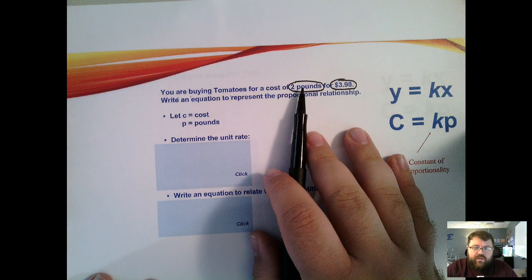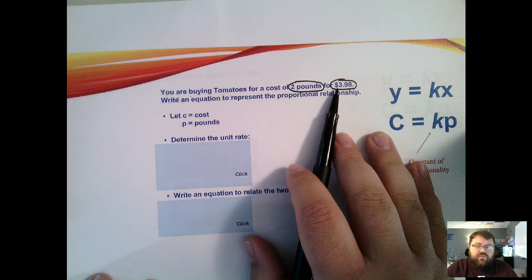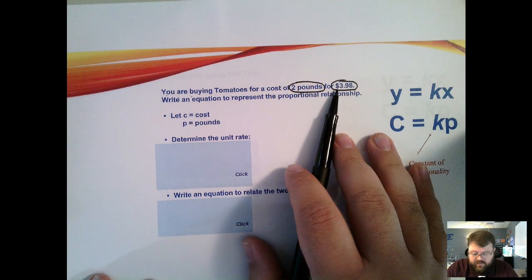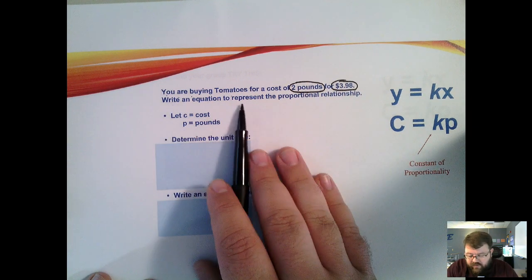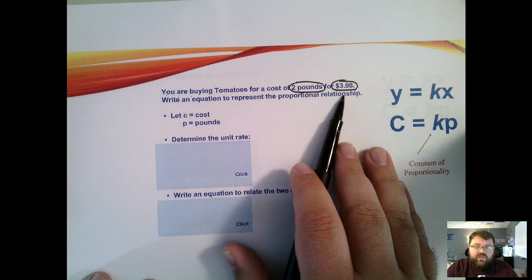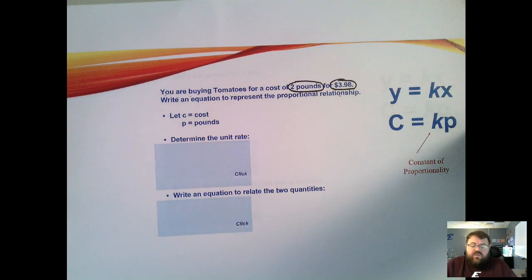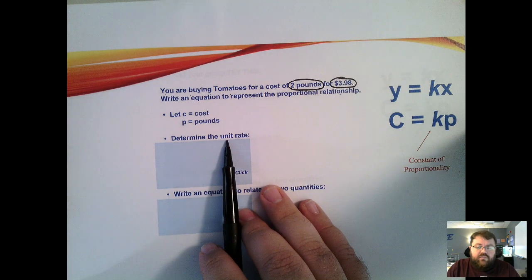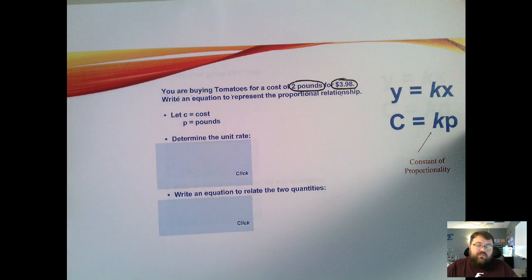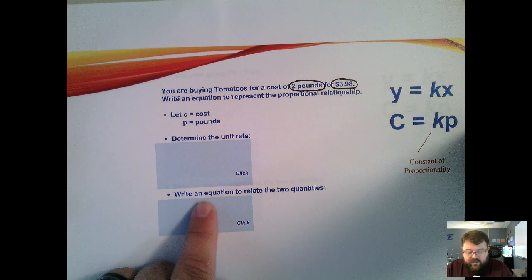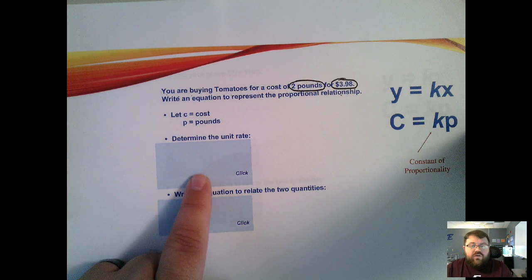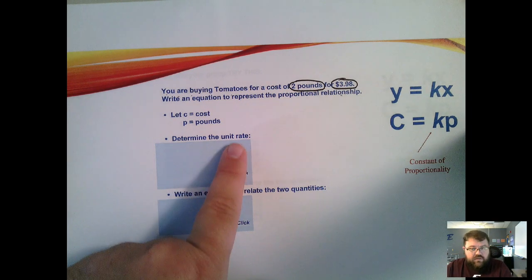Okay, so 2 pounds of tomatoes for $3.98. It says write an equation to represent the proportional relationship. So the first step that you have to do is determine your unit rate. Okay, that's step one. It may not ask you for step one. It may jump straight to write an equation. But understand the first thing you have to do is write or determine your constant.